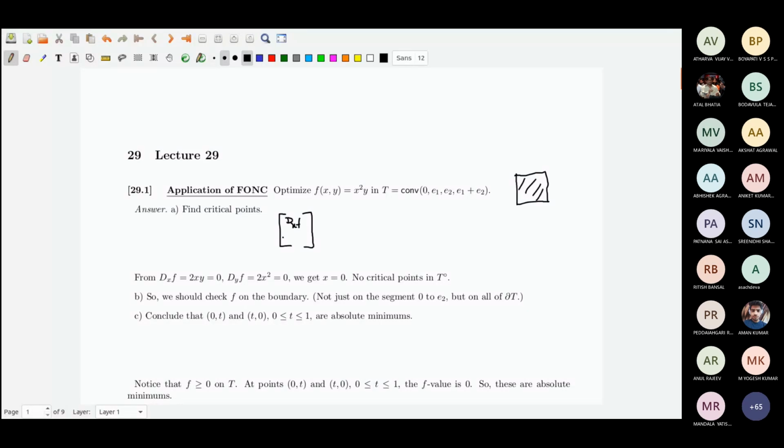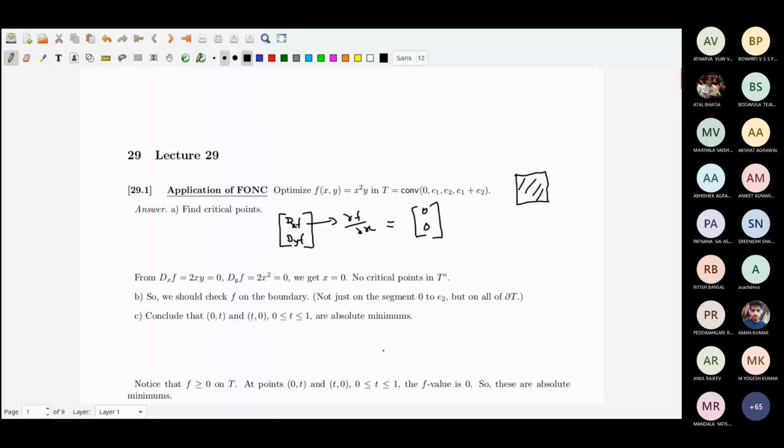Dxf basically means del f by del x, and then equate it to 0, 0. Why do you do that? Why are you just taking the gradient and equating it to 0? According to the first order necessary condition, if there is a minimum or maximum in the interior, then it has to satisfy that the gradient has to be equal to 0. That was FONC, right? The first order necessary condition.